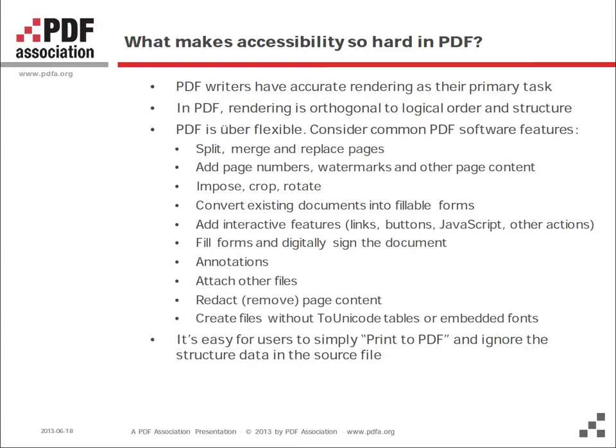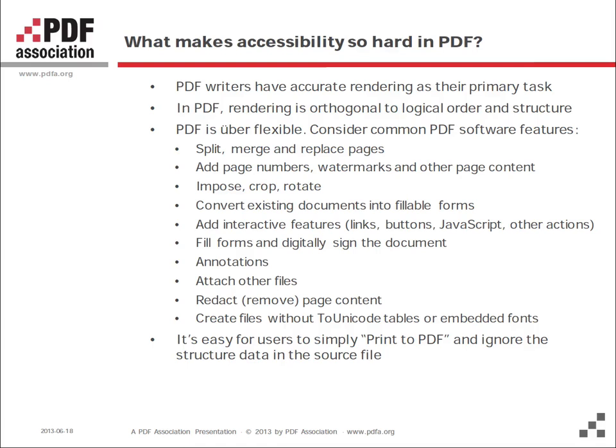PDF is extremely flexible. Consider the common features or capabilities in PDF software, which include all kinds of things that you could readily imagine cause extreme brain damage when it comes to handling the question of tags in PDF. Splitting, merging, and replacing pages are probably the most common aspect of PDF manipulation that could lead, as one might imagine, to nightmares in terms of handling the structure tree.